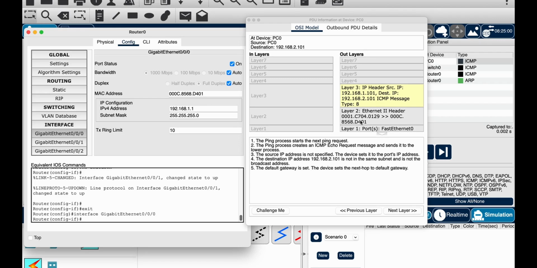So layer 2 says, this is our gateway, send a packet to this. But the destination IP address is another network. So when the router sees this, it's going to send this packet forward and it's going to change the layer 2 information in this. Okay, so let's go ahead and click on this.